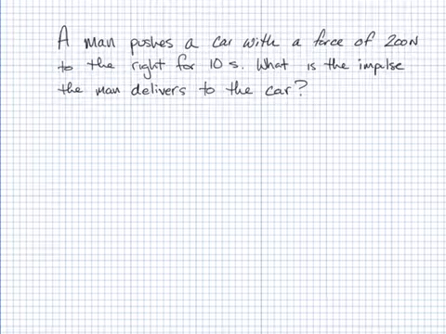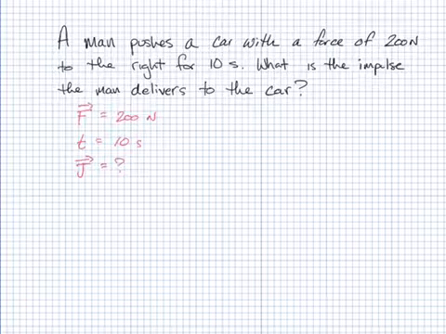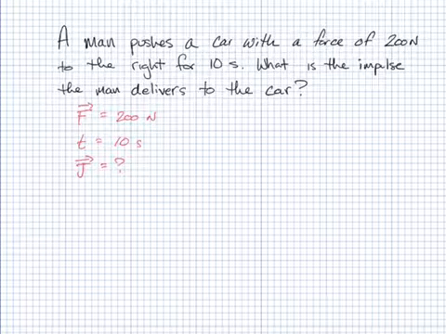All right, so once again we have an example problem. Let's say a man pushes a car with a force of 200 newtons to the right, and he does that for 10 seconds. And we want to know what is the impulse the man delivers to the car. So once again, we're going to label our givens and our unknown. As we see here, we've written down that we have a force of 200 newtons. It's to the right, so we'll leave it positive. It was applied for a time of 10 seconds, and we are looking for our impulse.